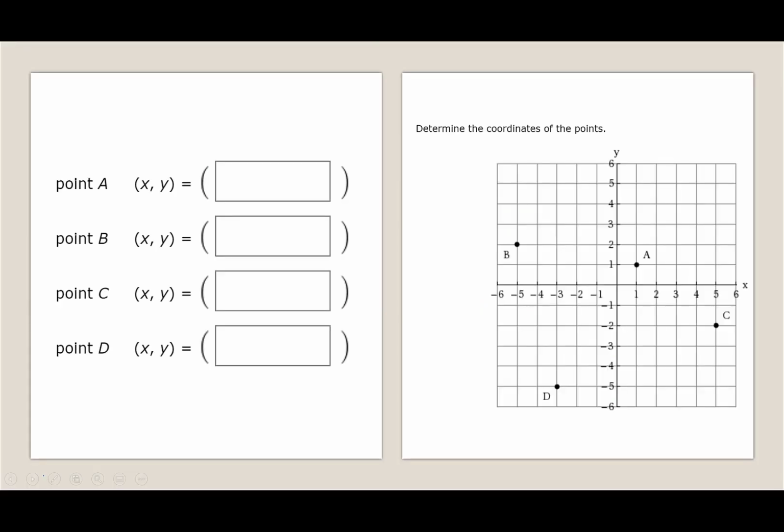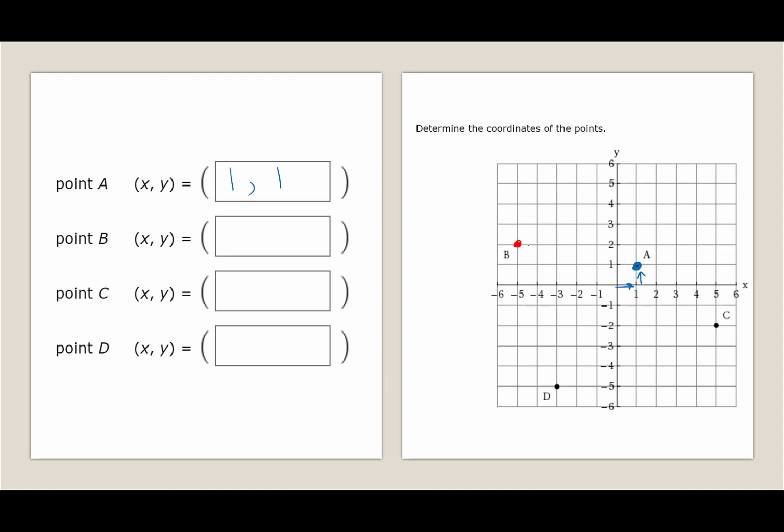Okay, another question that you'll find on this homework is looking at a graph with points already plotted and then going back and determining the ordered pair that corresponds with that dot. So for the first one, point A is here. This is +1 and then up +1, so the ordered pair is 1, 1. Make sure you put a comma between those two numbers.